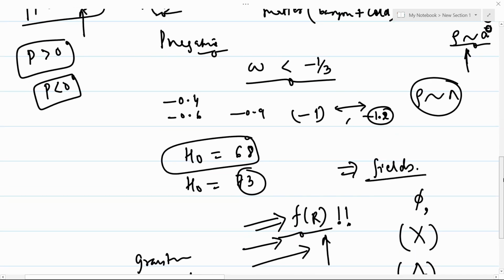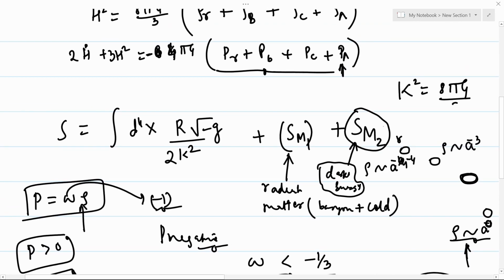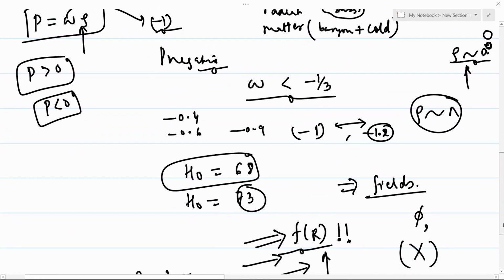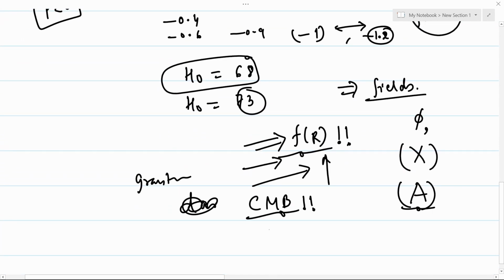Now, if you replace the matter action by some fields like phi, X, let us say we are talking about Chaplygin gas and so on, again the problem is that if you still test it against CMB and supernovae data, they cannot alleviate this Hubble tension. They demand more. What this Hubble tension requires is the equation of state. If you don't know about the equation of state, you can check out my video.